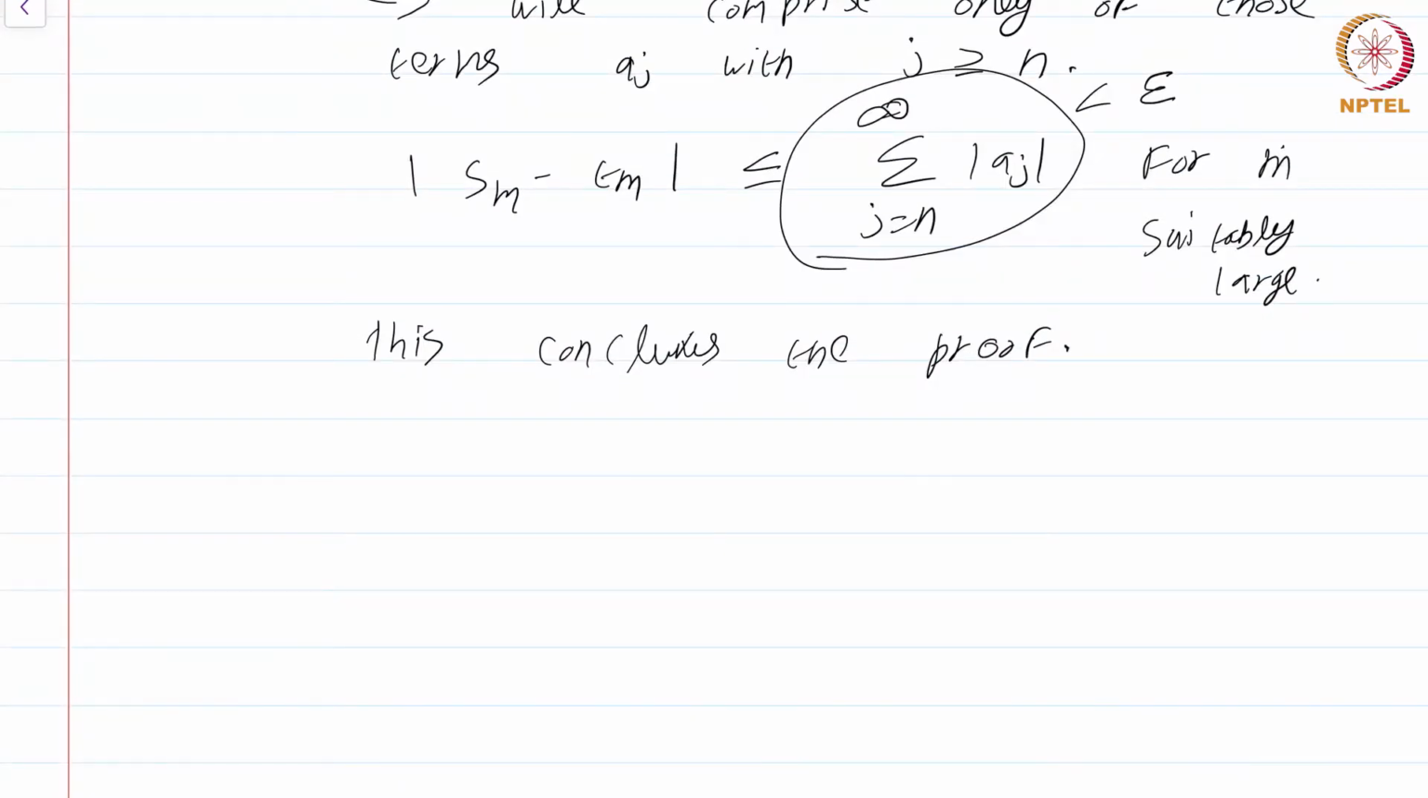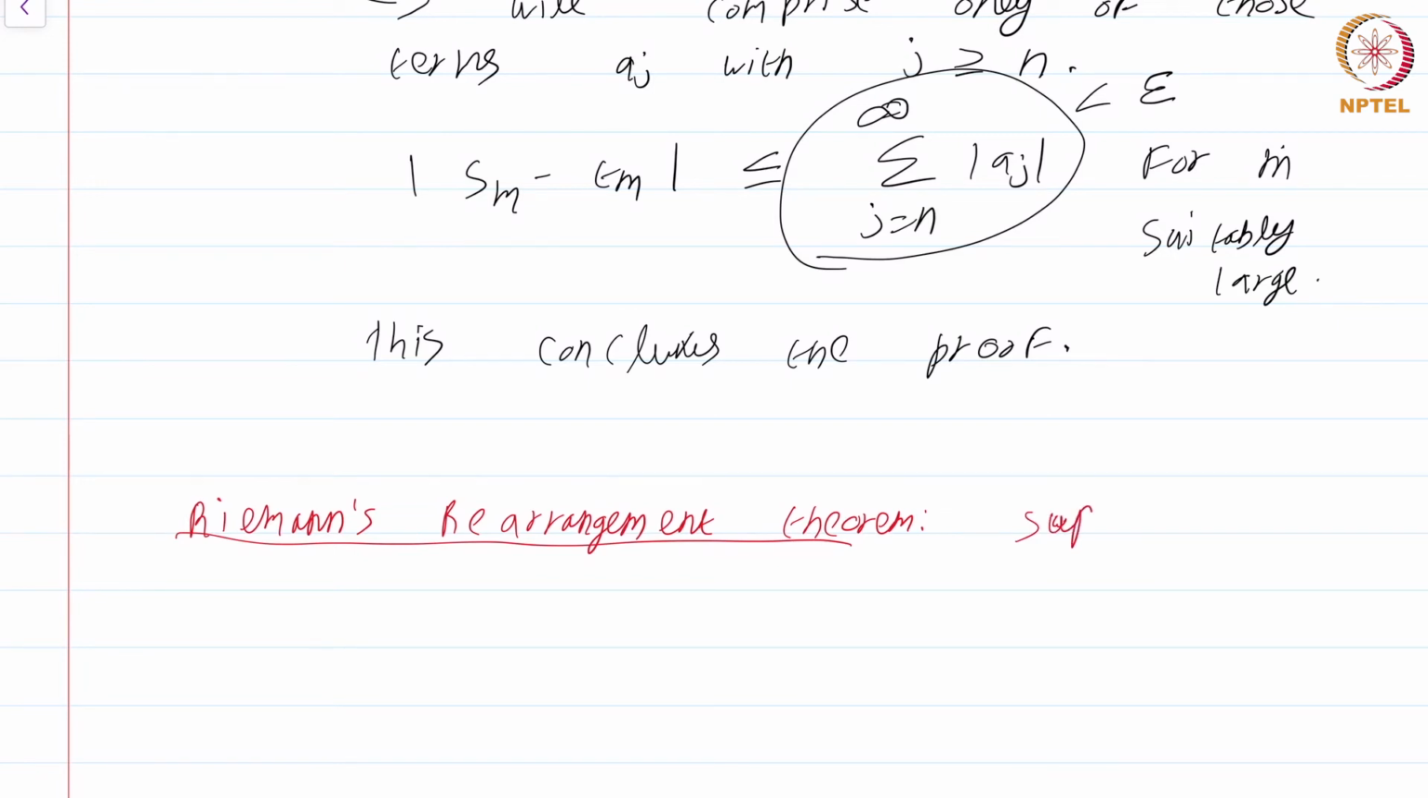Now we come to one of the celebrated results which I find utterly fascinating. It's called Riemann's rearrangement theorem. Suppose summation an is conditionally convergent. That means it converges but not absolutely. That is, you are not just given that it might or might not converge absolutely. You are given that it does not converge absolutely.